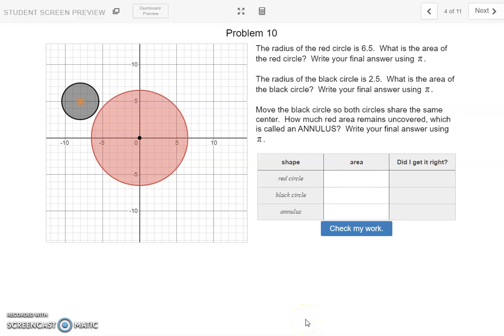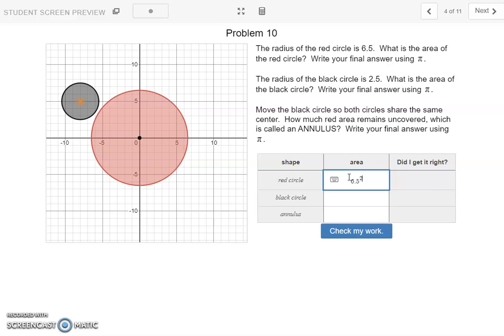All right, so for problem number 10, you're asked to find the area of the red circle with a radius of 6.5. So it's going to be pi times 6.5 squared, or 6.5 times 6.5. So 6.5 squared times pi. Type in pi, use the pi key, and it gives you the correct answer.